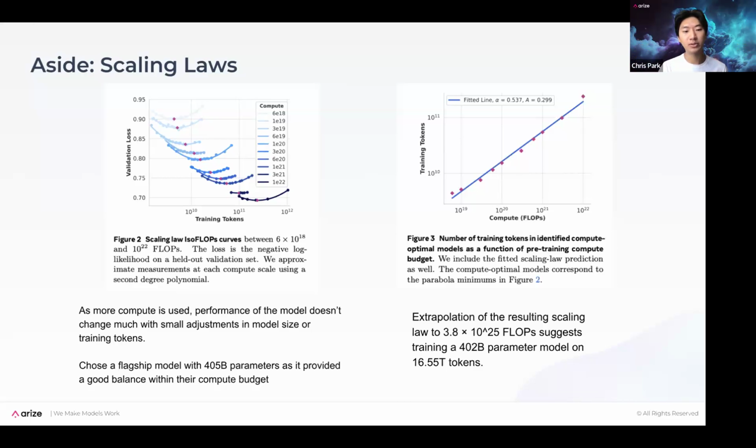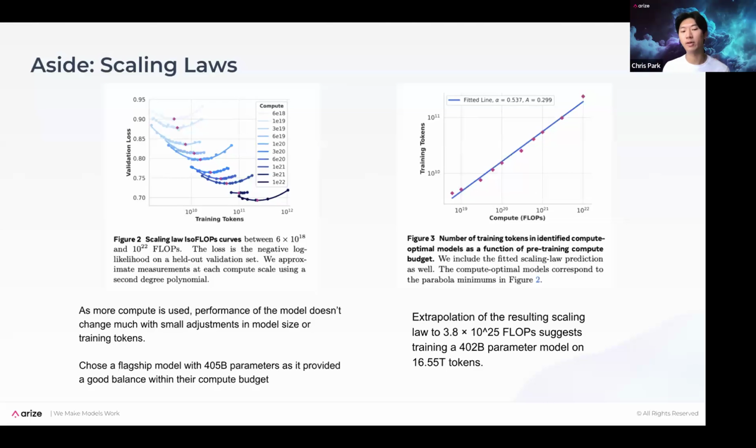So they have a bunch of these evaluations based on identifying compute optimal models. And they see that as more compute is used, the performance of the model doesn't really change with small adjustments in either model size or training tokens. And looking at the compute power, the minimum just slopes out, right? It kind of flattens a little bit.